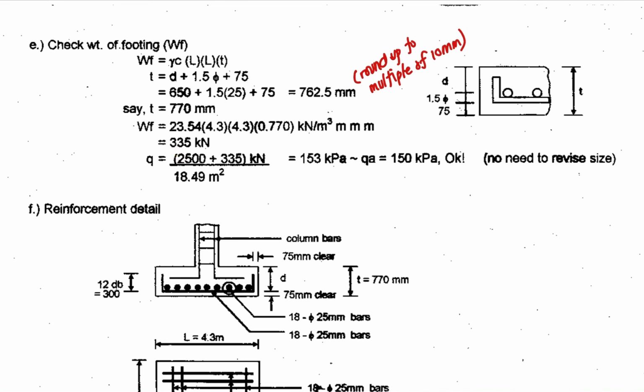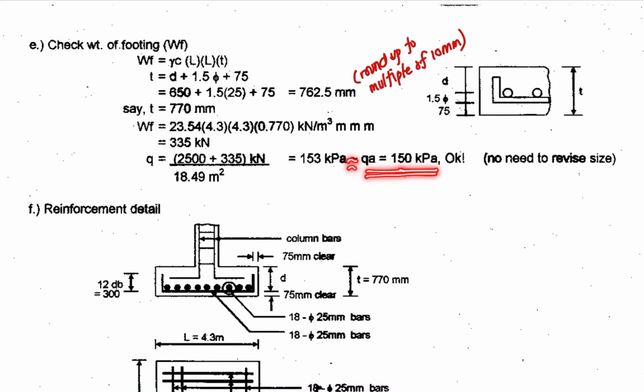Okay, so you compute now your actual soil pressure. You have the load from the column, that is PDL plus PLL. So that is 1,000 plus 1,500. So therefore you have 2,500, and then plus the weight of your footing divided by the area of your footing. So that is equivalent to 153. Since you have a difference of 3 kilopascal, maybe you can say that that is equal to 150, since that is a small difference between the two. So maybe you round it off to 150.